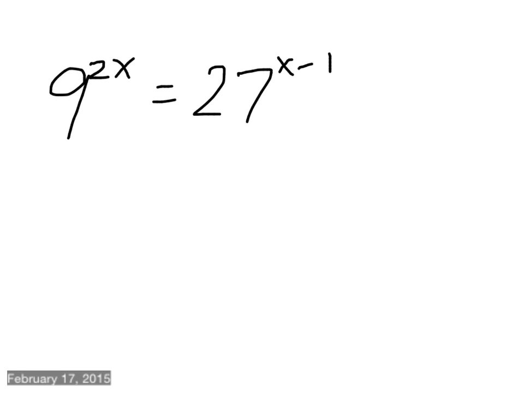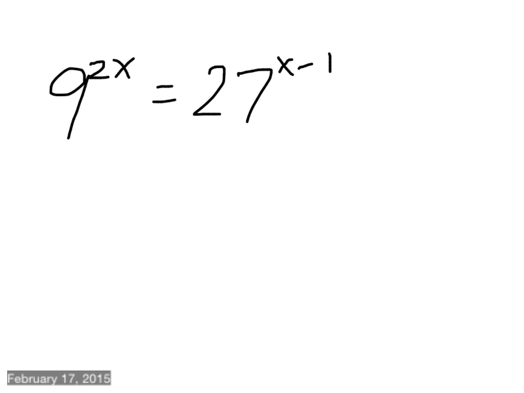All right, so we've got problems that look like this: 9 to the 2x equals 27 to the x minus 1. Okay, so that's our problem. That's what it's going to look like.